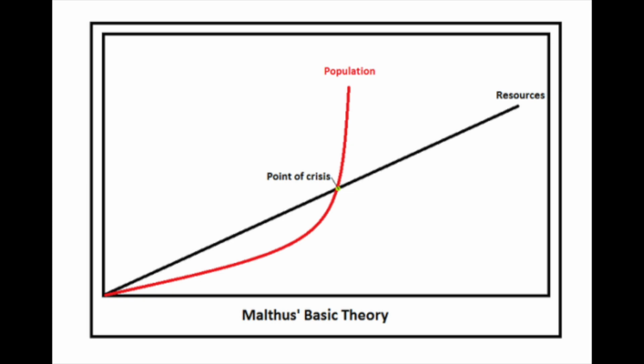Conversely, preventative checks like abortion, infanticide, delayed marriage, etc. limit the number of live births. So as you can probably tell, this theory has been critiqued from a number of angles.